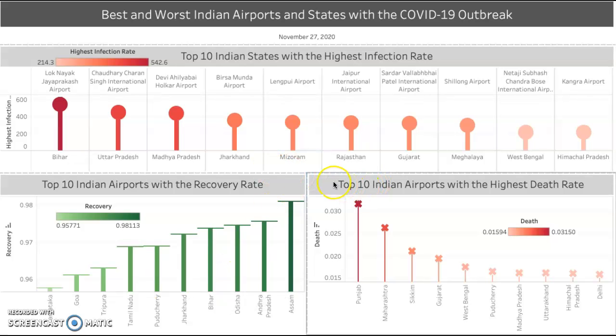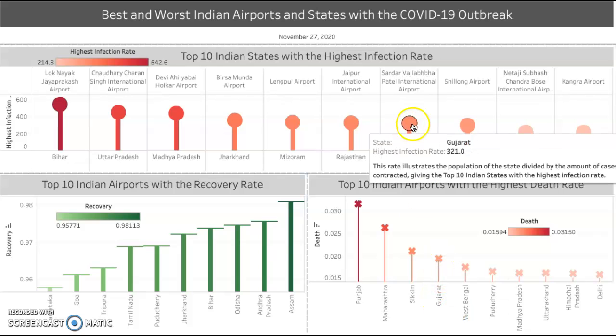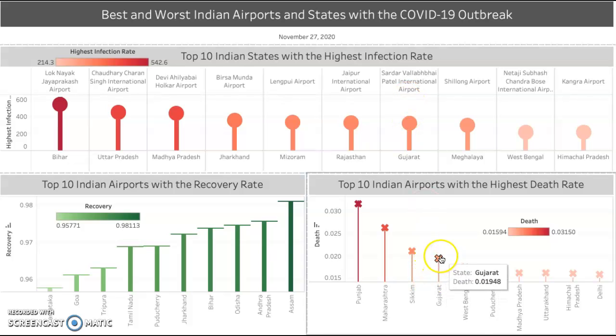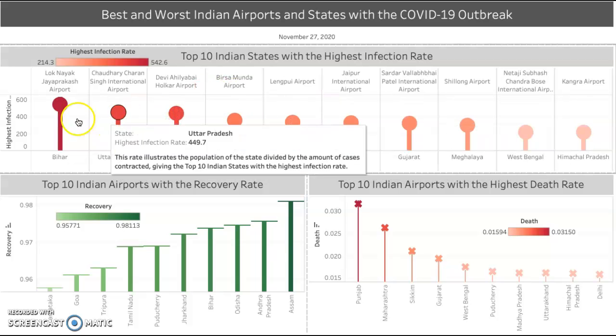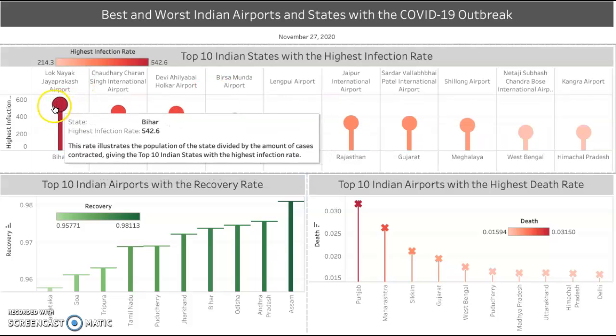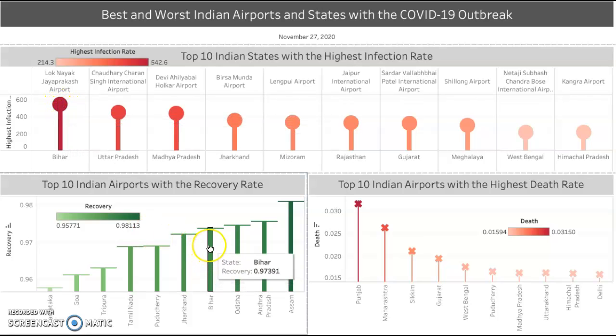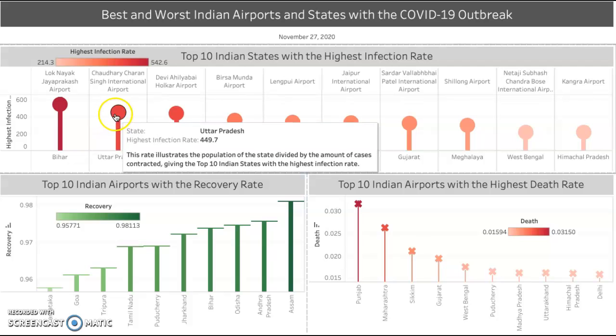But on the next graph, top 10 Indian airports with the highest death rate, we don't see Bihar obviously on here, Uttar Pradesh on here as well. We don't see any of these states, but the next ones we do see are Gujarat. Excuse my pronunciations. So a pretty significantly high amount of infection rates and high amount of death rates. And then West Bengal, as previously mentioned, and Himachal Pradesh, but also UTEC as well. So quite a few of these notable ones up here. It seems pretty interesting that Bihar has the highest total of all the Indian states, but also one of the better recovery rates.